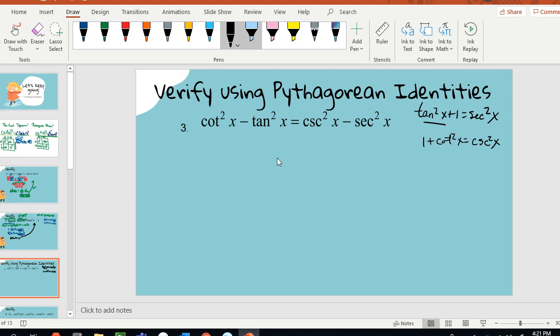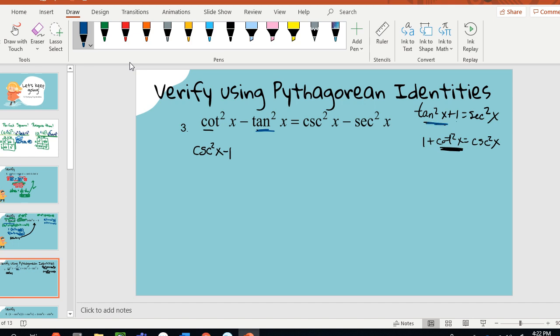All right, so what I did is I wrote my identities over here to the right that I'm wanting to use because I have a cotangent squared and a tangent squared. So cotangent squared is actually solving for this piece right here. So I'm just going to subtract 1 from both sides. That gives me cotangent squared x equals cosecant squared x minus 1. And then tangent squared x.